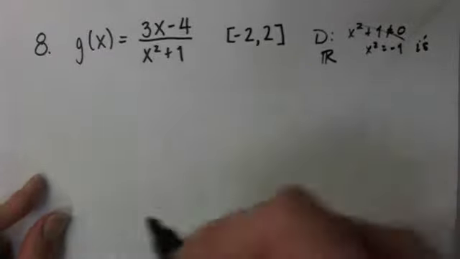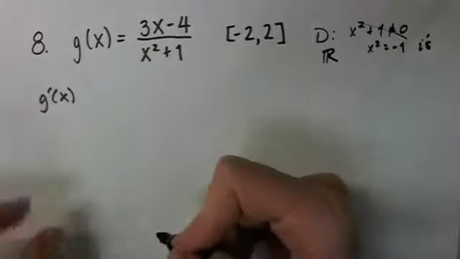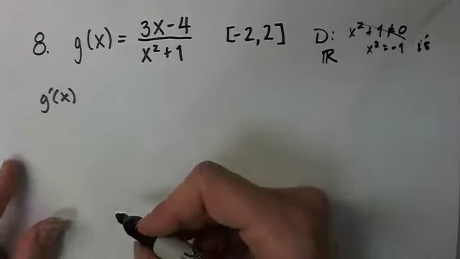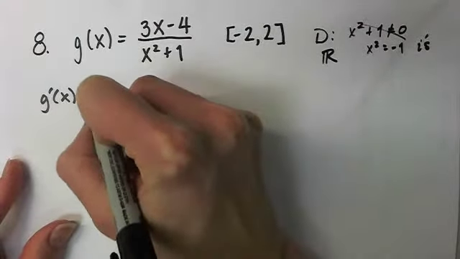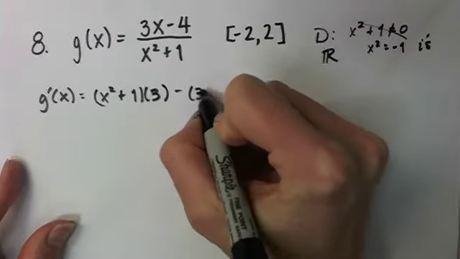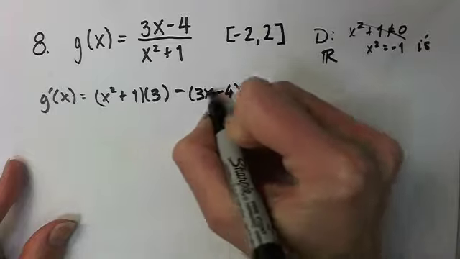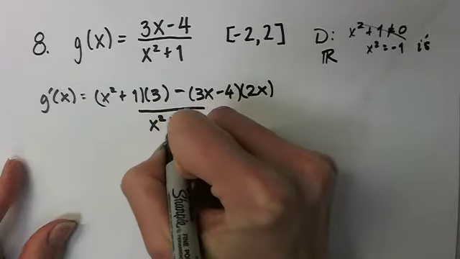Okay, so now we're going to need the derivative, because that's how we find our critical numbers. So this is going to be a quotient rule. Low d high less high d low over denominator squared.